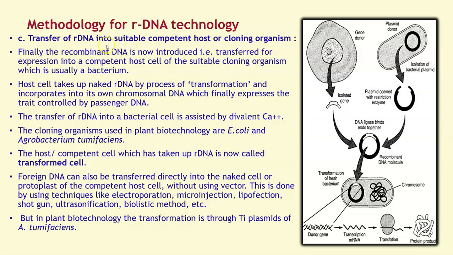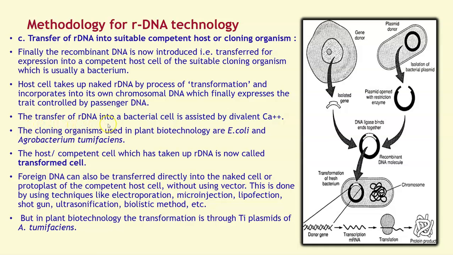Then the third step is the transfer of the recombinant DNA into a suitable competent host or a cloning organism. Finally, the recombinant DNA is now introduced, that is transferred for expression, into a competent host cell of the suitable cloning organism, usually a bacterium. The host cell takes up the naked rDNA by the process of transformation and incorporates it into its own chromosomal DNA, which finally expresses the trait controlled by the passenger DNA.